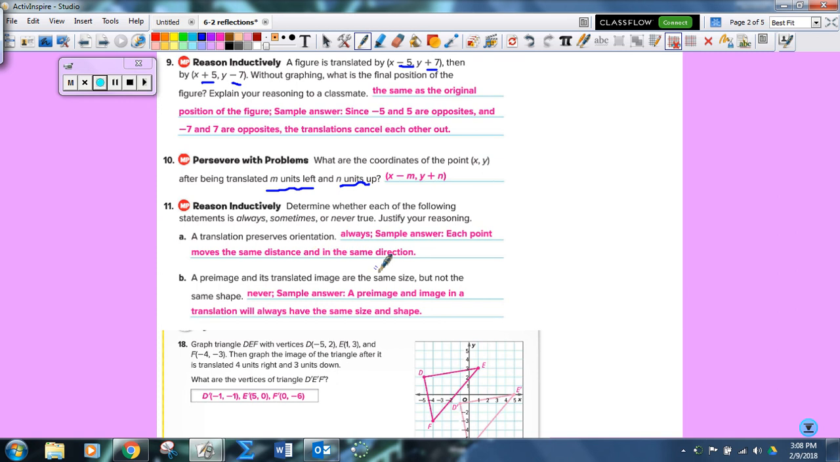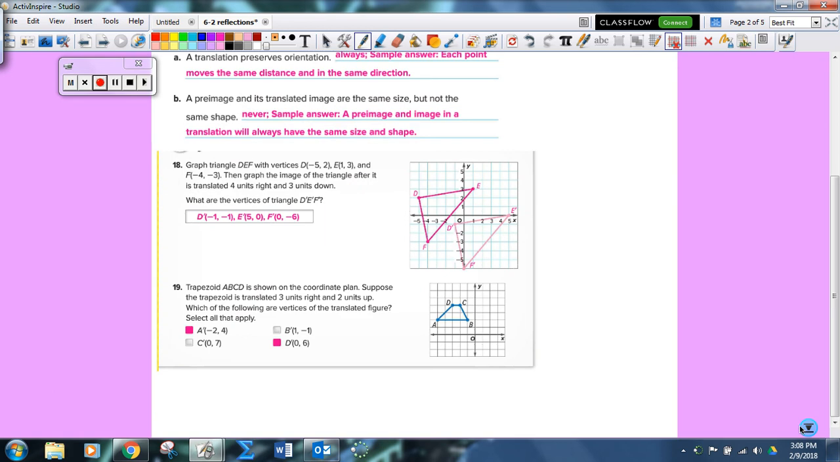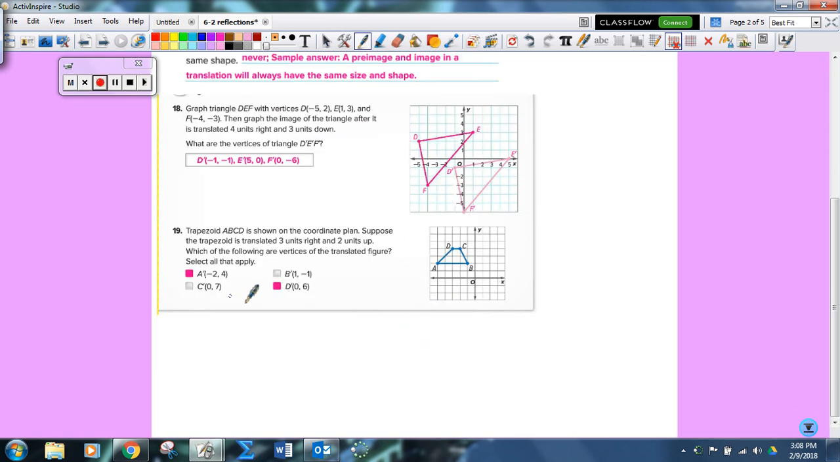A translation preserves orientation. We talked about that, yes, that is always the same. A pre-image and its translated image are the same size but not the same shape. That is never. Translating keeps the shapes congruent. And here's the answer to 18, which is similar to 1 and 2. And there's your answer to 19.